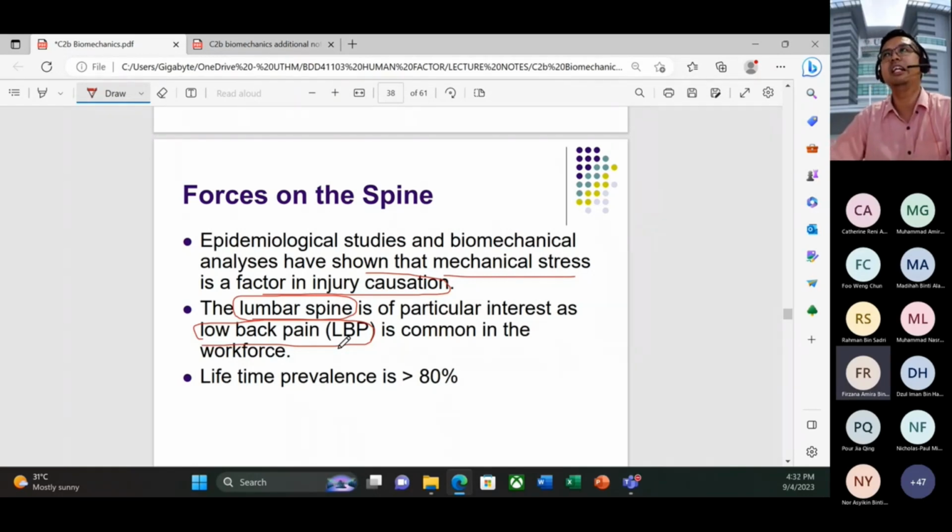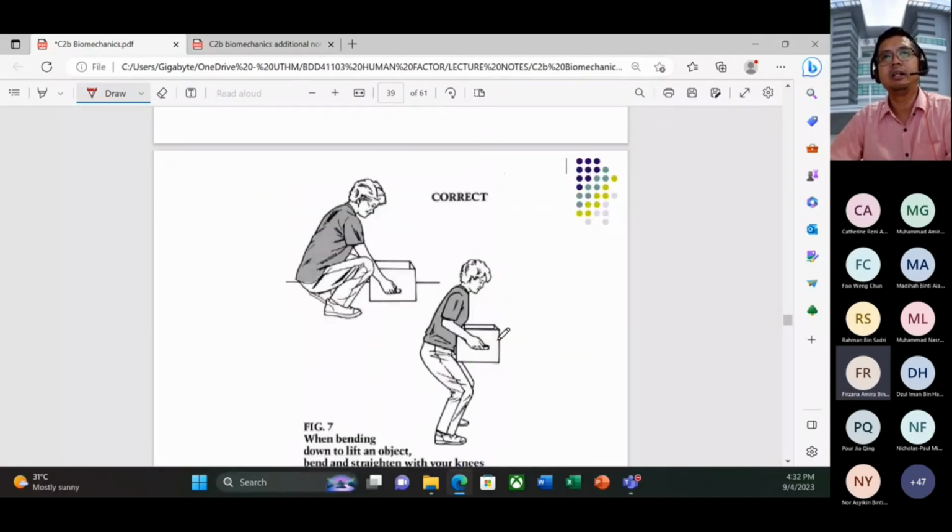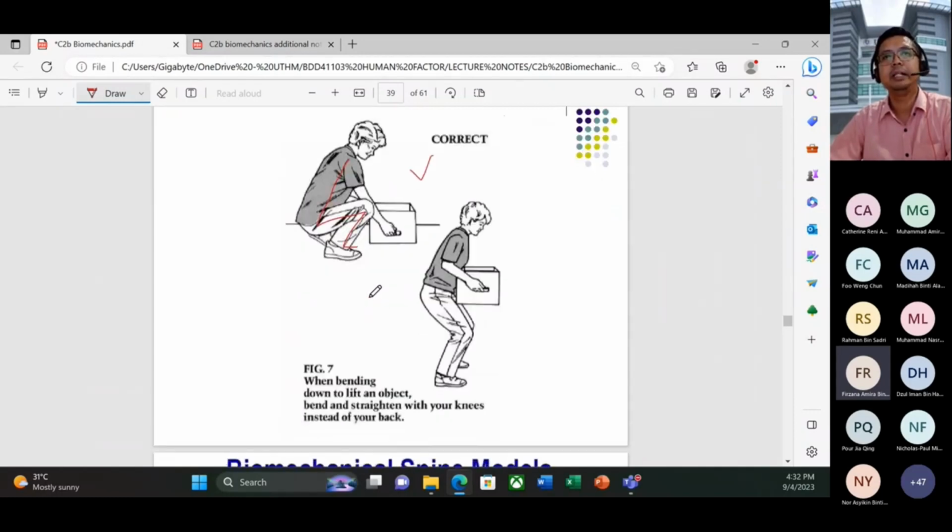That's why many workers in industry have claims related to the ergonomic issues of the musculoskeletal system. The number one workers' claim in industry, for example at SOCSO, is lower back pain, LBP. The lifetime prevalence of LBP is more than 80%. Regarding force on the spine, this is the correct way: in manual handling, we have to squat properly, bend and straighten with your knees instead of your back.